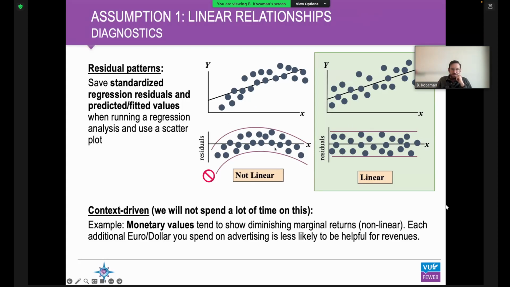And once you do that, if you see this kind of non-linearity in the distribution of these points in a scatter plot of residuals versus the independent variable or residuals versus fitted values, then you can see that this is not linear. So you violate the linear relationship assumption. The safe zone is if you see a straight line around the residuals as you move along the independent variable or fitted values.